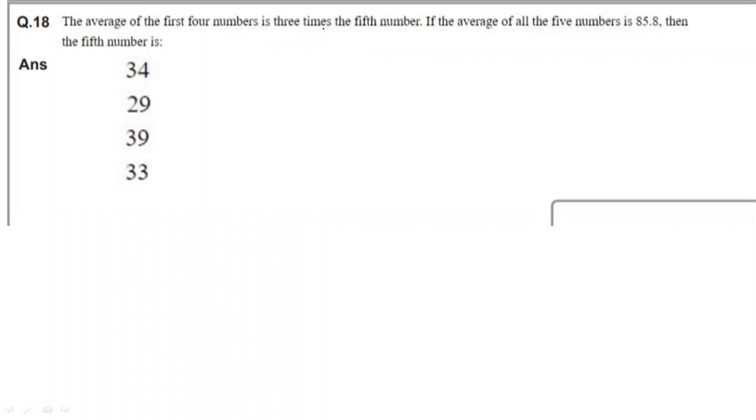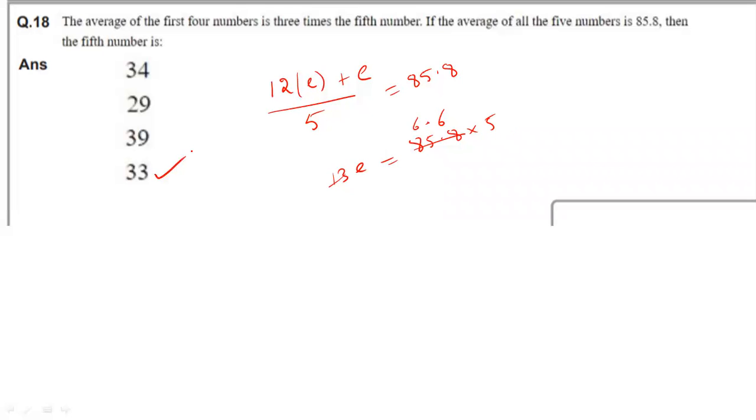Average of first 4 numbers is 3 times the fifth number. Average of all 5 numbers is given. So the average of 4 numbers is 3 times the fifth number, which means the sum of 4 numbers will be 12 times the fifth number. Plus the fifth number, divided by 5, their average is given as 85.8. So 13E is equal to 85.8 into 5. 13 6s is 78. 6.6 into 5 is 33. Good. So E is the fifth number I have taken, A, B, C, D, E. Right. Now let's move on to the next question.